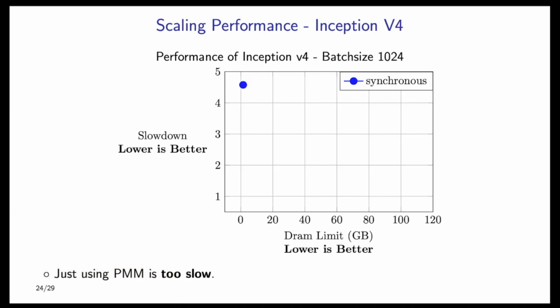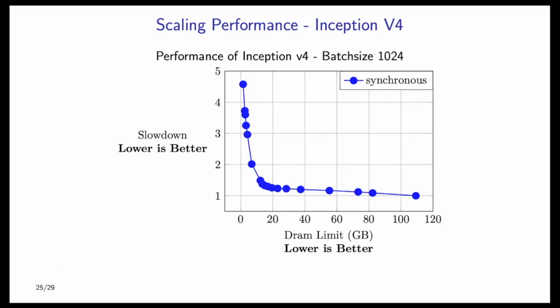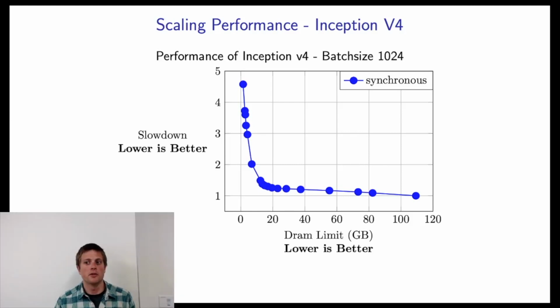If instead we investigate the scaling performance of AutoTM, we notice that we can actually get quite a bit of performance back from the all persistent memory case by adding just a small amount of DRAM. For example, with only about 20 gigabytes of DRAM, we are able to come within 20% of the performance of the all DRAM case. So depending on the relative costs of the memories involved, this might end up becoming a cost-effective option.